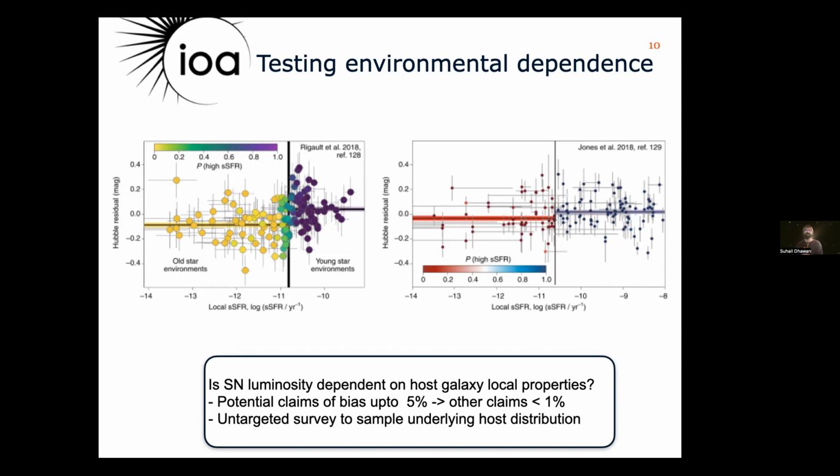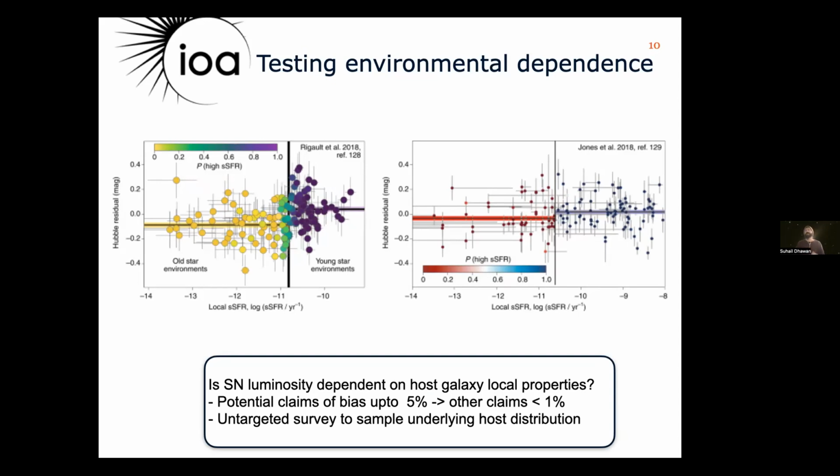Again, the cheat sheet: the size of the tension is 0.2 mag. The reason why this impacts a lot is because Cepheids are only in this part of the specific star formation rate distribution. They're specifically in young star-forming environments. However, if the effect is a lot smaller, then this should not impact H0 by more than 1% at max.